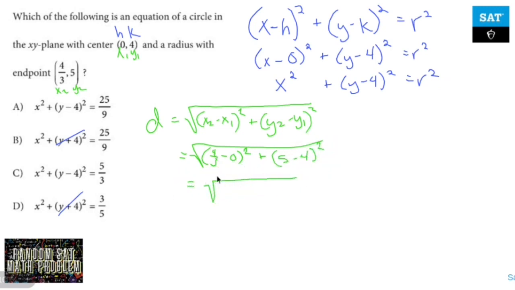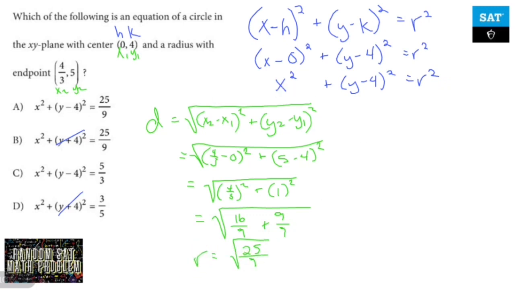Let's simplify a little bit more. I've got 4/3 minus 0, which is 4/3, so I have (4/3) squared plus 5 minus 4, let me get my abacus out, 1 squared. So 4 squared is 16, 3 squared is 9, and 1 squared is 1. But since I want to add these, let's turn that 1 into 9/9. That gives me 25/9 in a square root, which does simplify, but I'm not going to do that. My radius is the square root of 25/9.